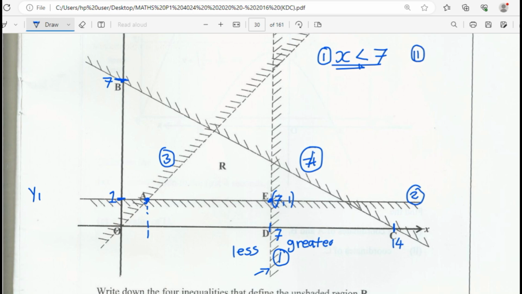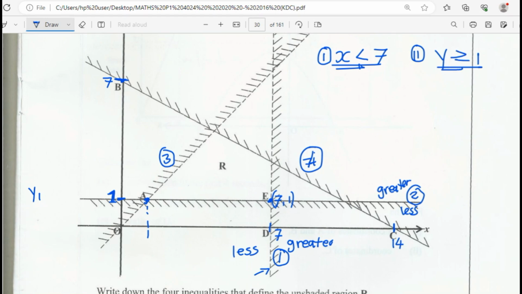Let's go to point number 2. Point number 2 is cutting the y-axis at 1. At 1, for any horizontal line, the upper side is considered to be greater, and then we have a less. The shaded part is less, and the greater is what we want. So we put greater than.